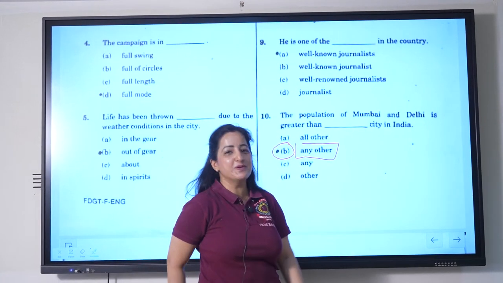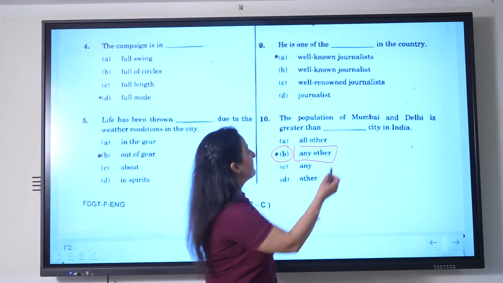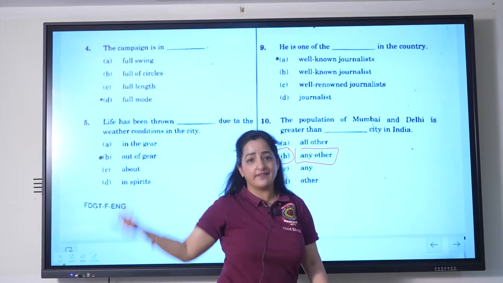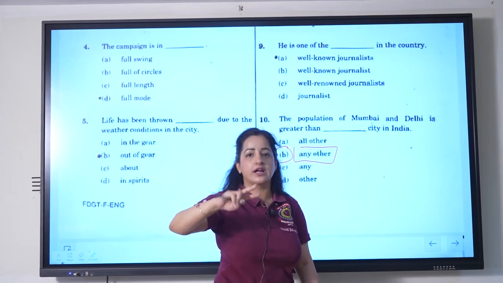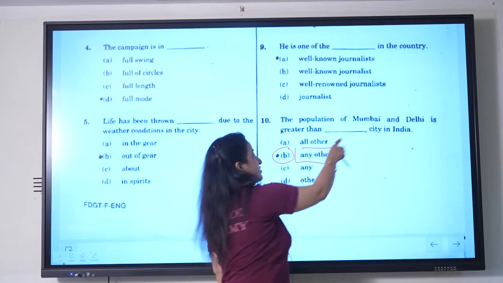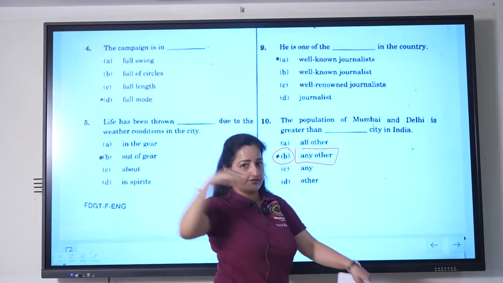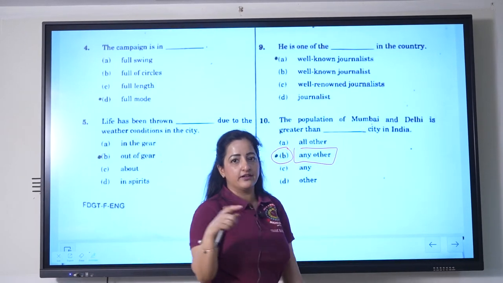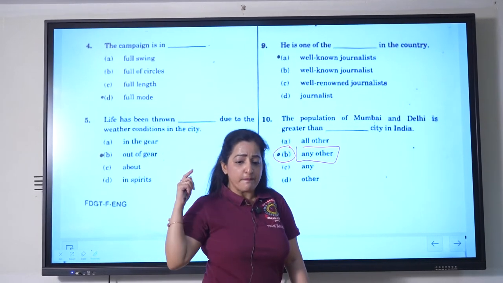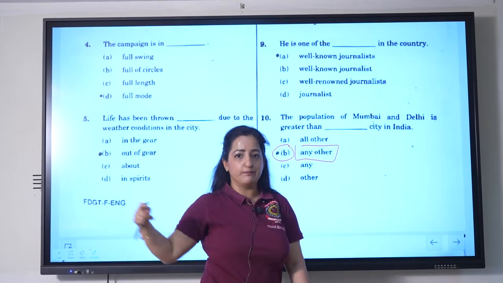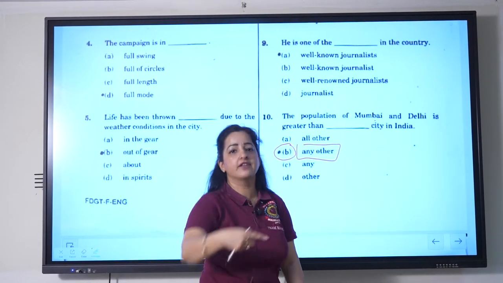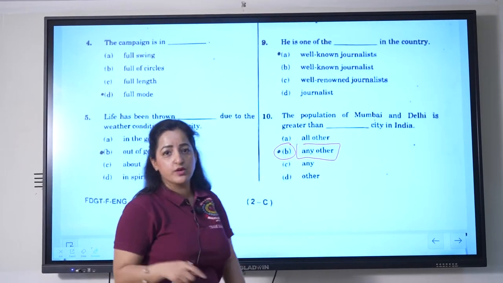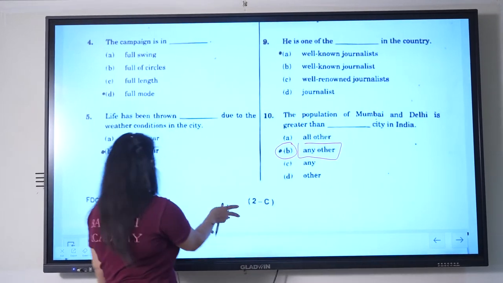Now, this is a rule we have done in class also. Mumbai and Delhi are cities and they are compared with other cities of India. Same variety comparison. So you need to exclude these two cities from a list of cities of India. So which is why you use any other. Any other over here means other than Mumbai, other than Delhi. All right. So with that, we're done with 10 questions. Fill ups completed.